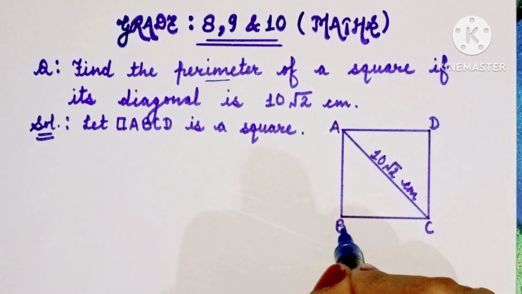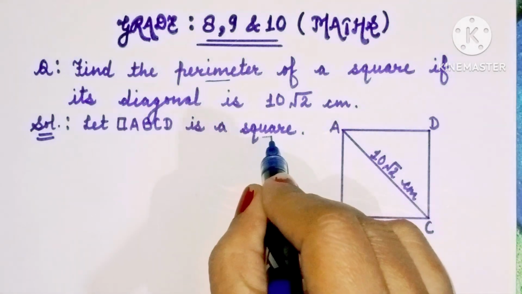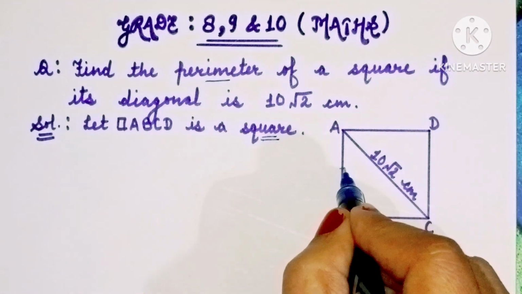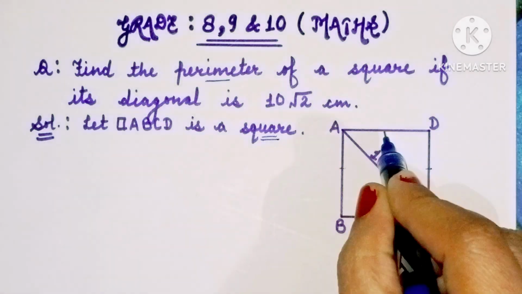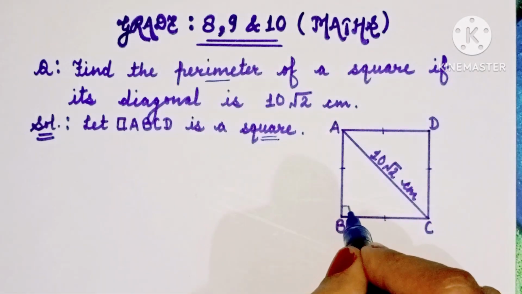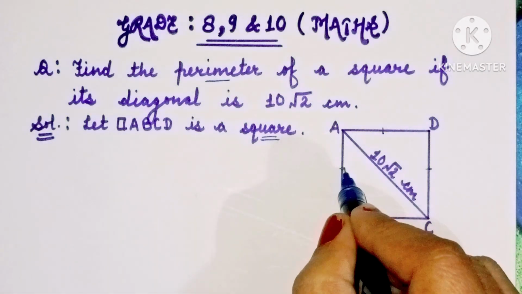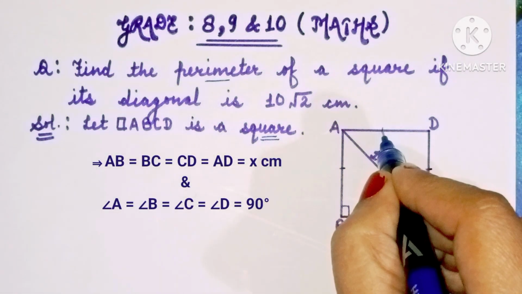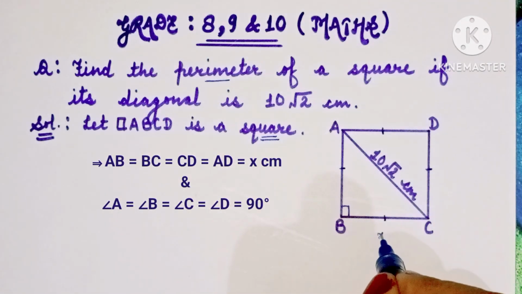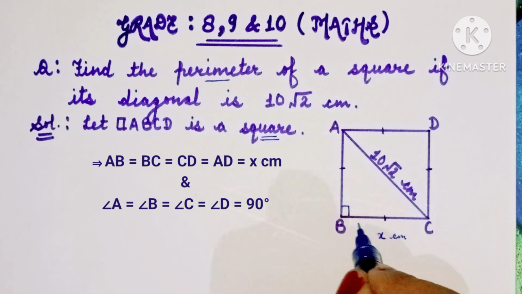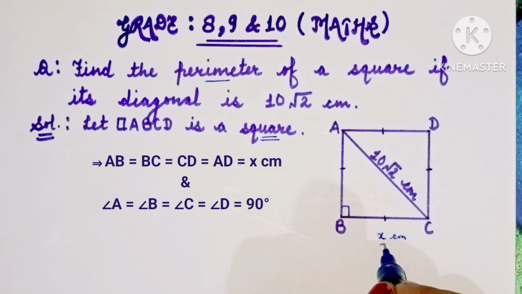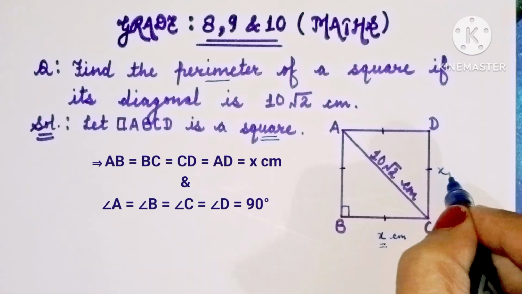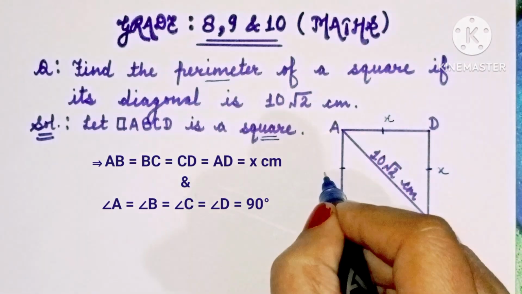Let quadrilateral ABCD is a square, and when it is a square, that means all its sides are of equal length and each angle is a right angle. So AB equals BC equals CD equals AD. Let us suppose one side equals x centimeter. If the measurement of one side is x, that means the measurement of the other three sides is also x.